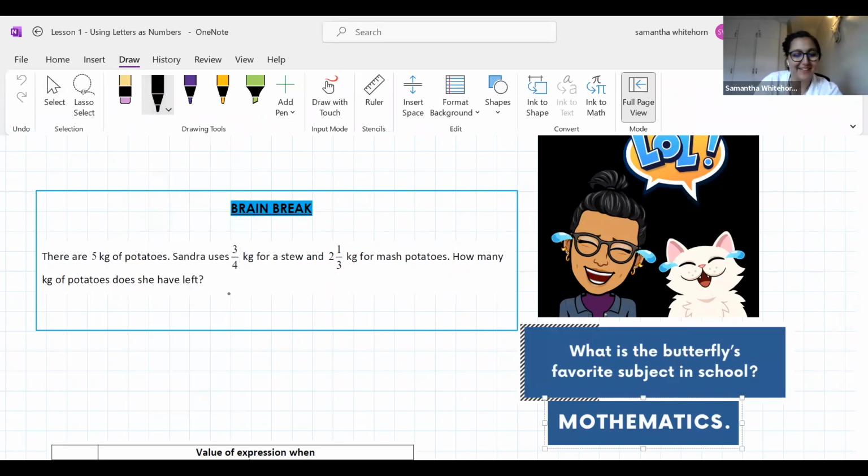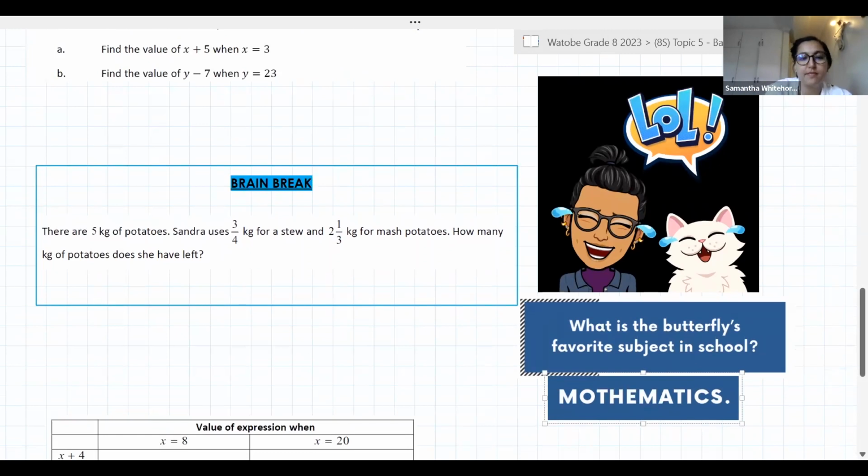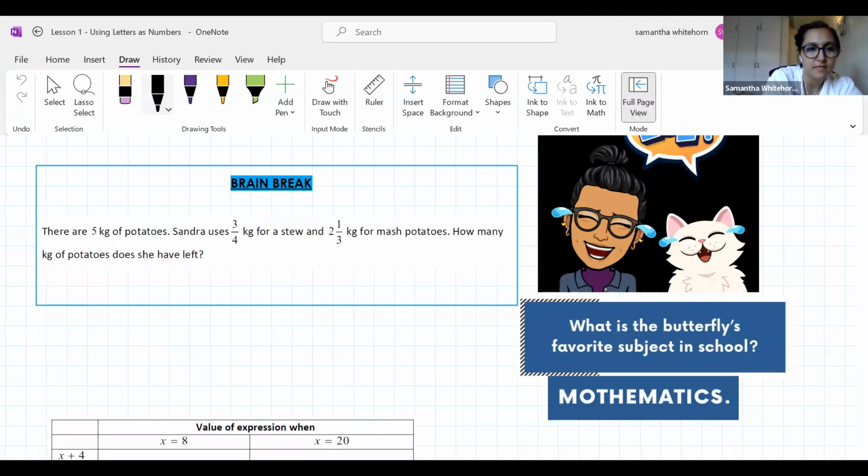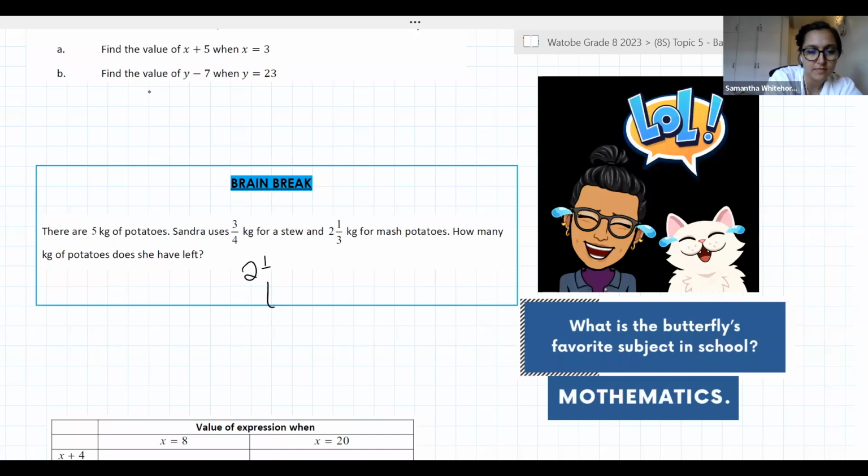Hi, ma'am. Okay, so I added 2 1/3 to 3/4, and then I got 37/12. And then I subtracted that from 5, because 37/12 is 3 1/12 when I simplified. Then I found the LCD was 12. So 5 times 12 is 60. So 60 minus 37, which is 23. Then if you simplify that, it's 1 11/12.